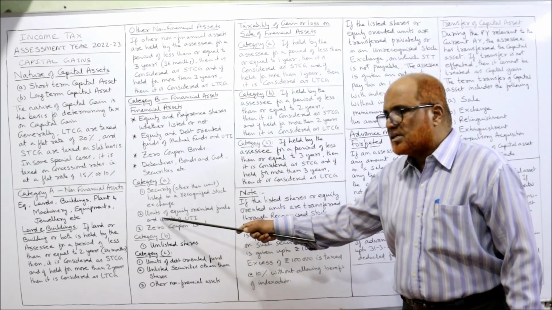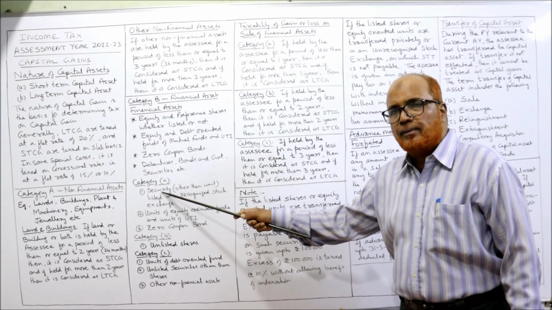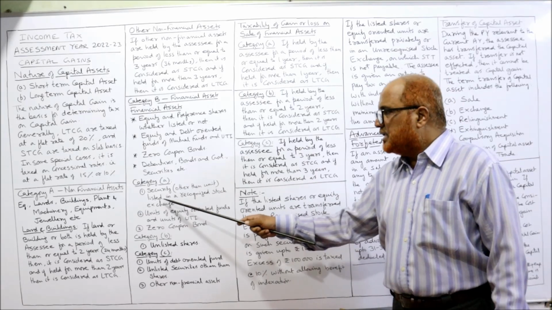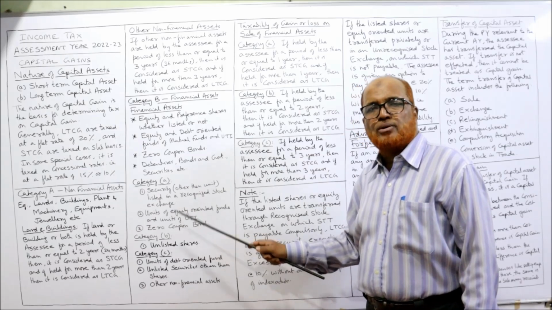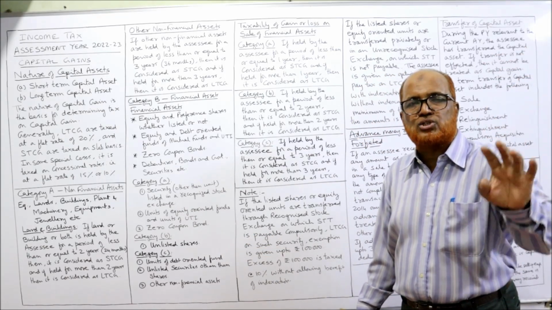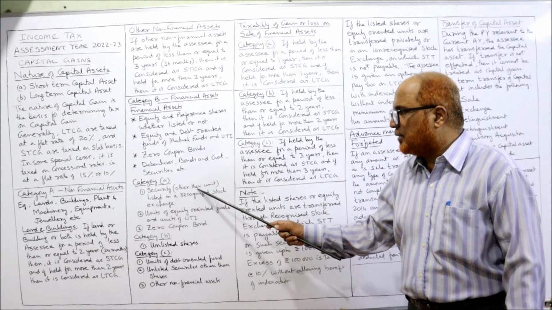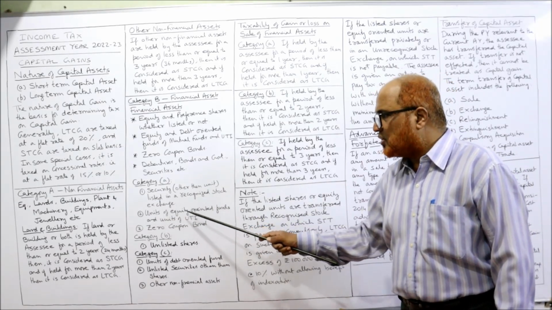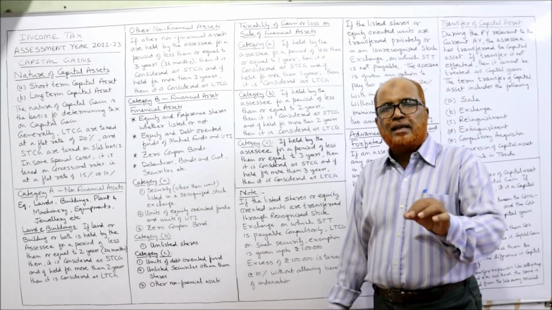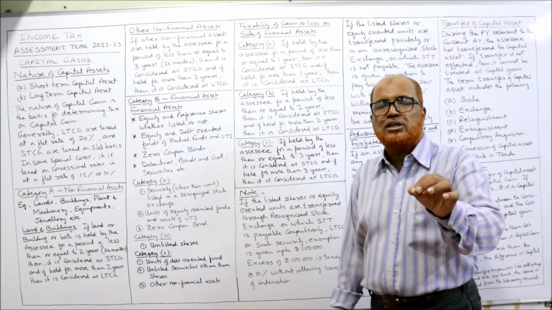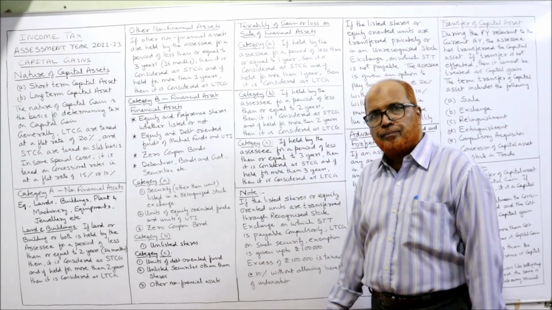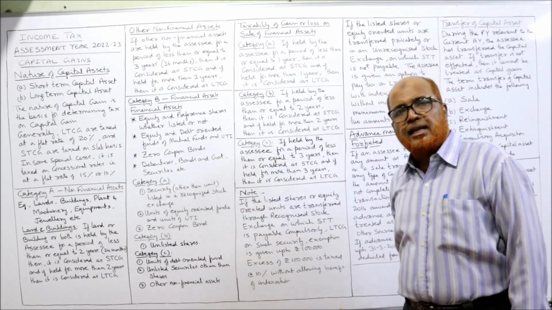A category are these items. Security, other than the units of mutual fund, listed in a recognized stock exchange. So any security which is listed in a recognized stock exchange other than the units of UTI, mutual fund. Then units of equity oriented funds and units of UTI. So any units of equity oriented mutual fund and the UTI. Then zero coupon bond. So these 3 items will come under category A.